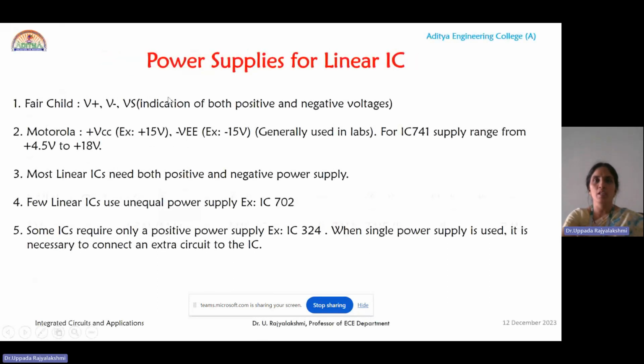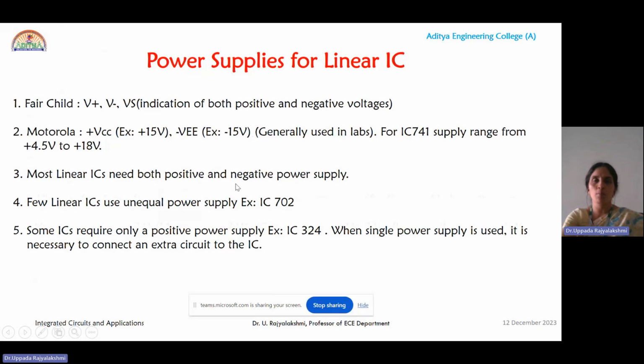Now you can see the power supplies of a linear IC. Generally, a linear IC will have both positive as well as negative power supply. For example, IC 741 has both positive and negative power supplies, and those are equal in magnitude. If it is defined by the Motorola manufacturer, the initials are plus VCC and minus VEE, whose magnitude is the same, that is plus or minus 5 volts. And that magnitude may range from plus or minus 4.5 volts to 18 volts.